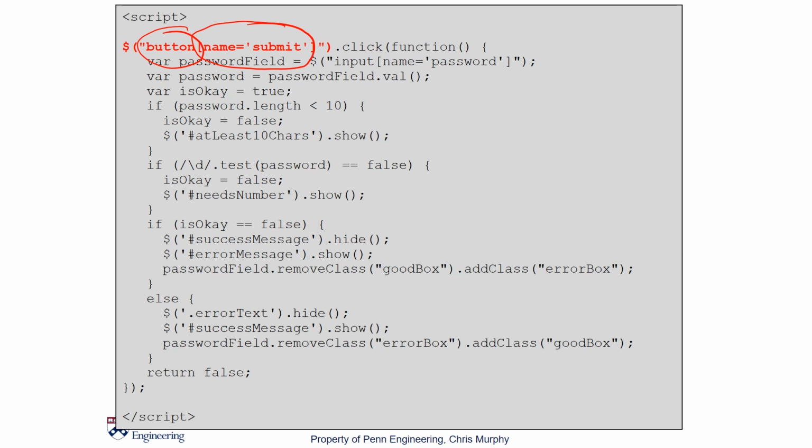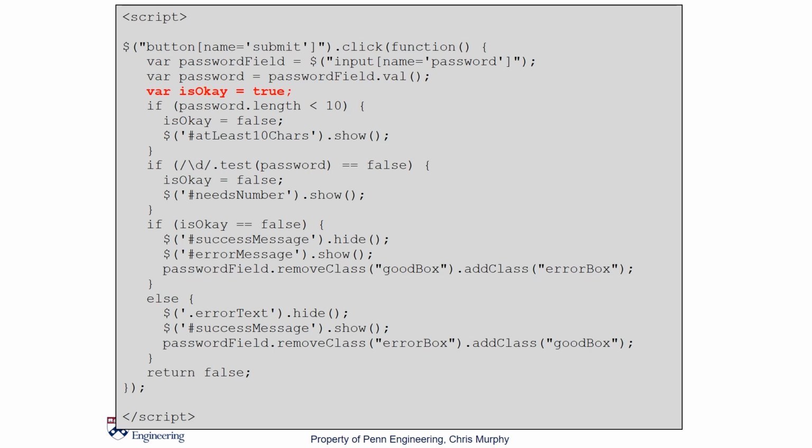This is our submit button. We'll bind a function to this event when the user clicks the button, and it will be this callback function here. We'll first set a variable called password field using the jQuery selector, where we're selecting inputs that have this property name equals password. We'll get the value of that password field, the value that the user entered, and we'll set it as a variable called password.